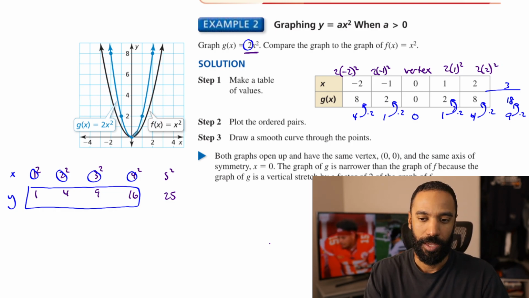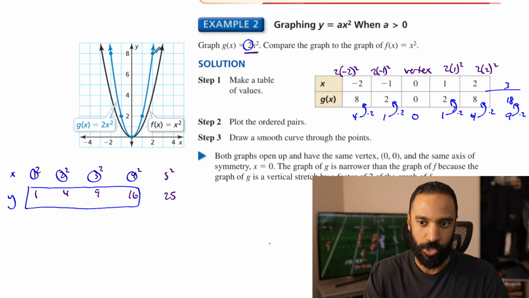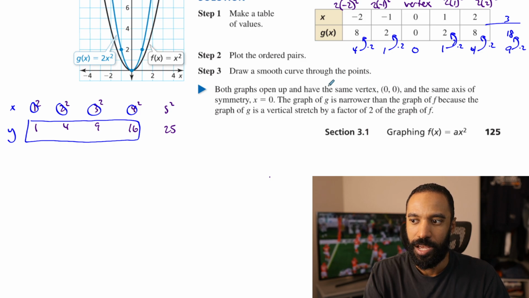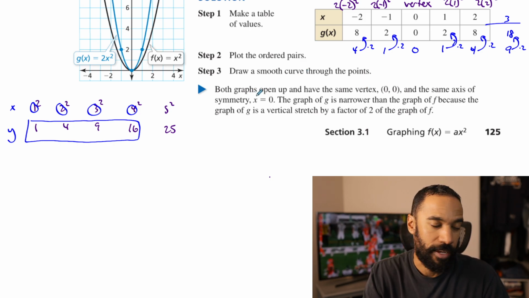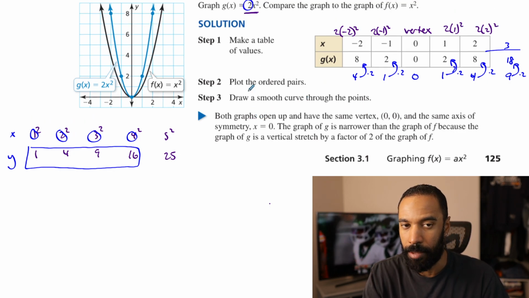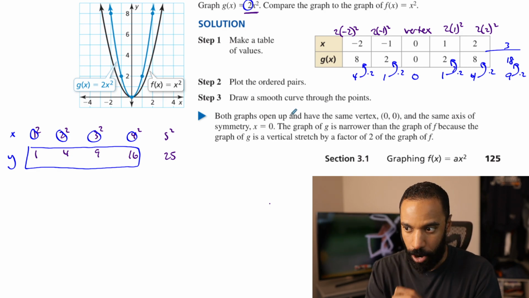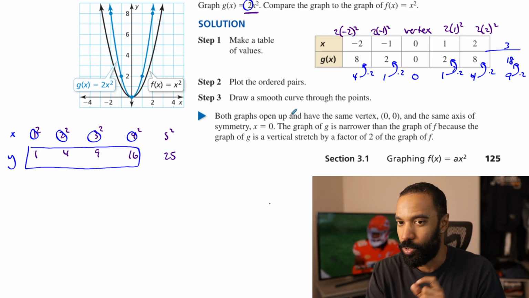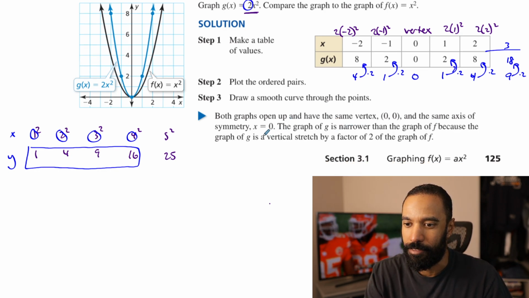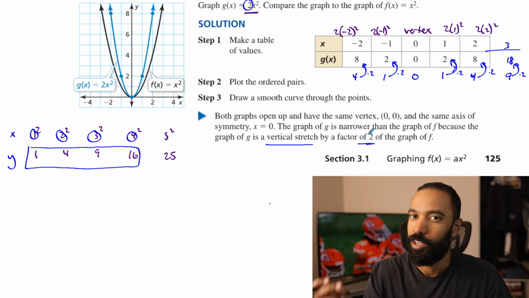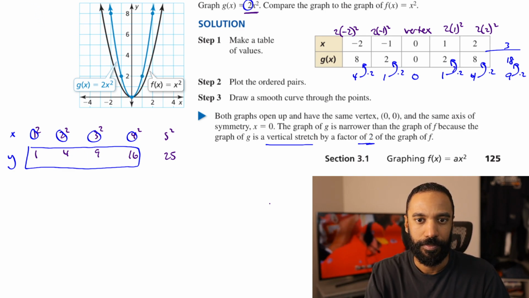Anyway, so they graph it. Instead of 1, 1, they have 1, 2. Instead of 2, 4, they have 2, 8. They say compare it to it. So both graphs open up and have the same vertex and the same axis of symmetry. I'm not going to say that over and over. If they have the same thing, I'm just going to keep it the same. We already know what the parent graph does. The graph of G is narrower. I don't like that they say that. I prefer vertical stretch, but I know what they mean. Narrower than the graph of F because it's a vertical stretch by a factor of 2. So all I'd say in comparison, vertically stretched by a factor of 2.